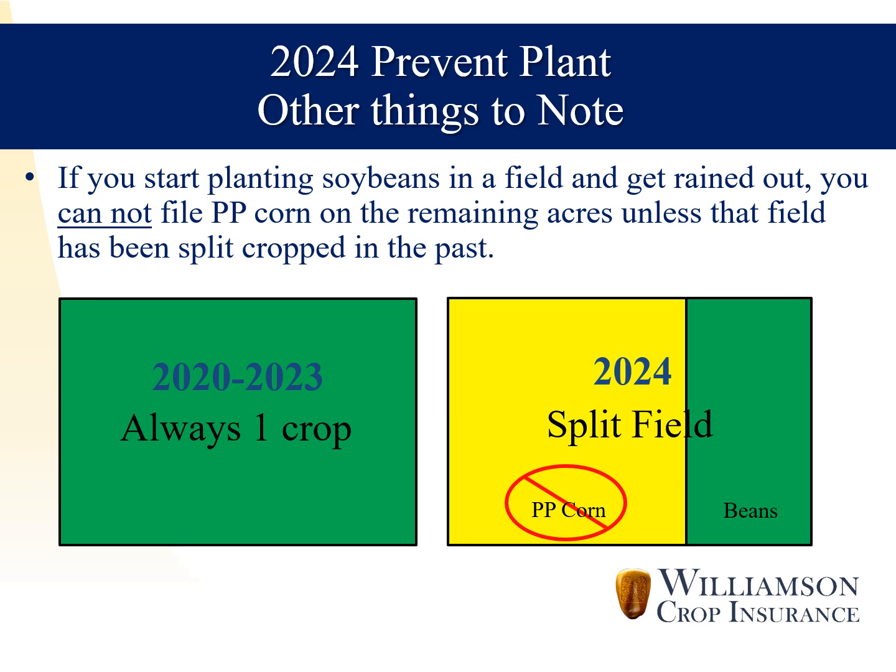It is now considered a bean field, so you would be able to still have prevent plant on the rest of that field, assuming you have eligible acres. It's just not going to be paid at corn, which is typically a higher payment than your bean payment. It won't be paid at that. You'll have to file prevent plant beans on it, unless you've had a history in the last 4 years of split cropping that field.